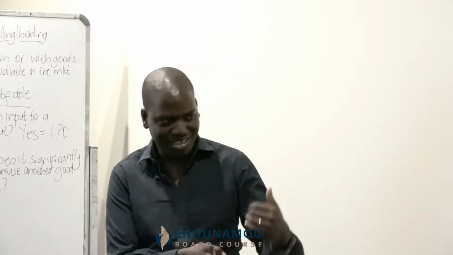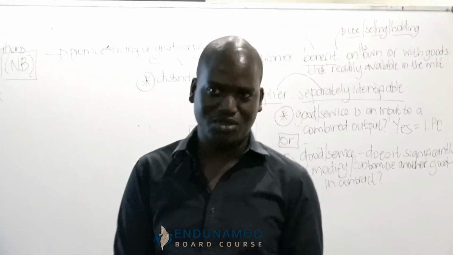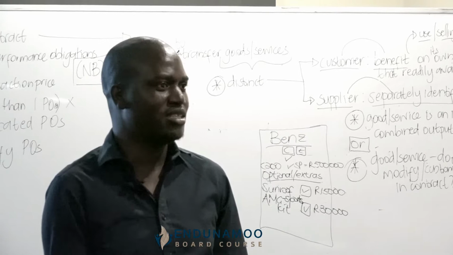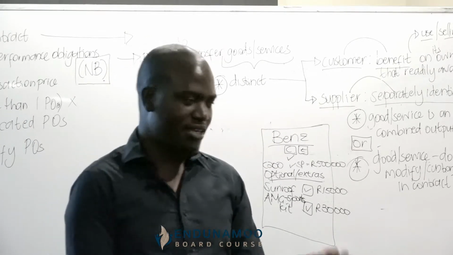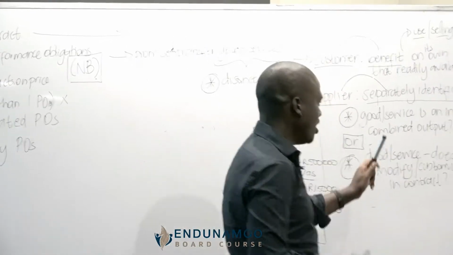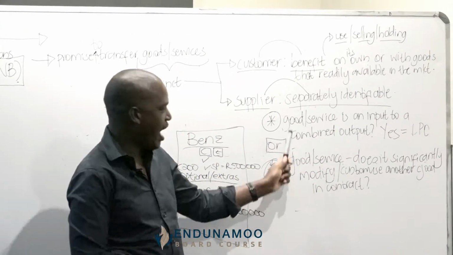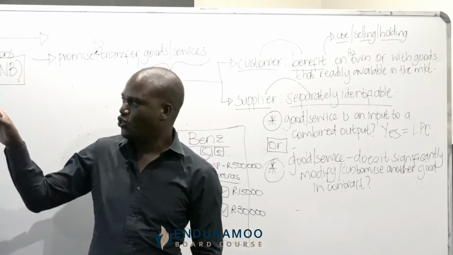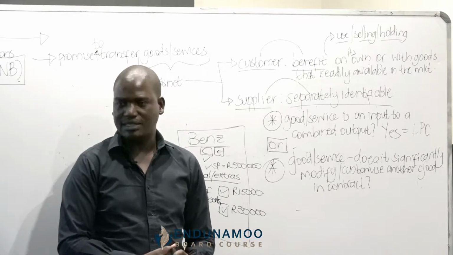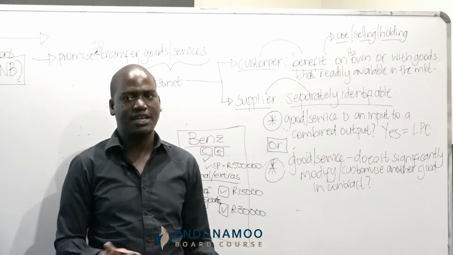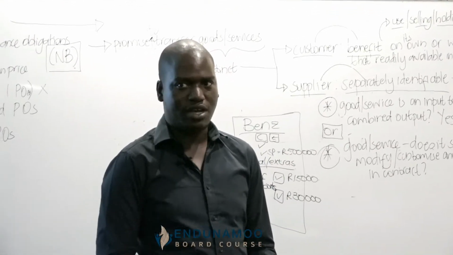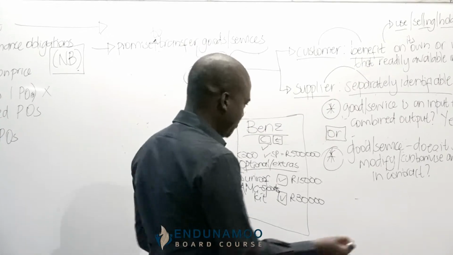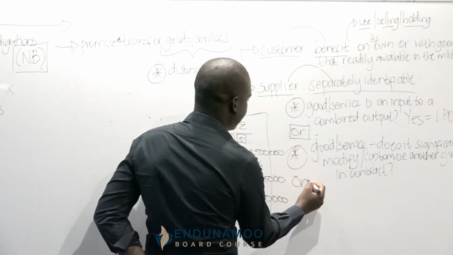Yes, so if it does not significantly modify, it is actually separately identifiable. Then you've got two performance obligations. Is that clear? But as I'm saying, remember that when you answer here, you have to touch on those requirements there. It cannot just be a yes or no, is separately identifiable. You have to address them. Are we clear?